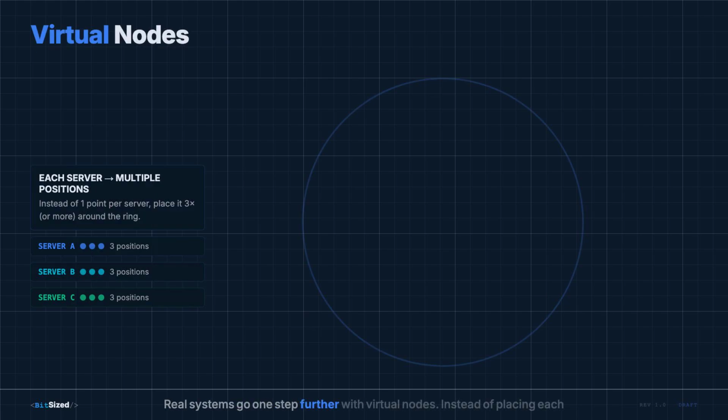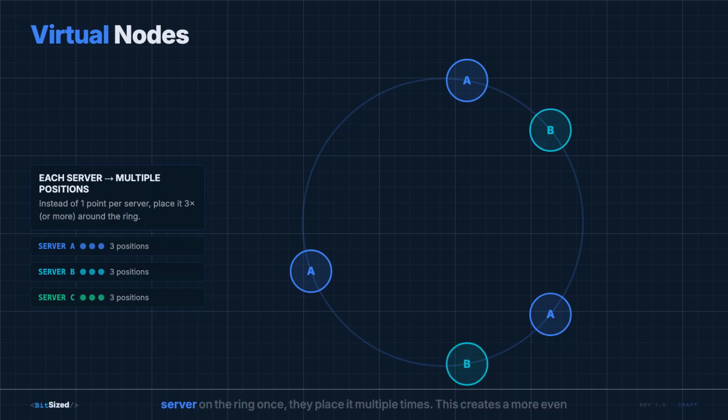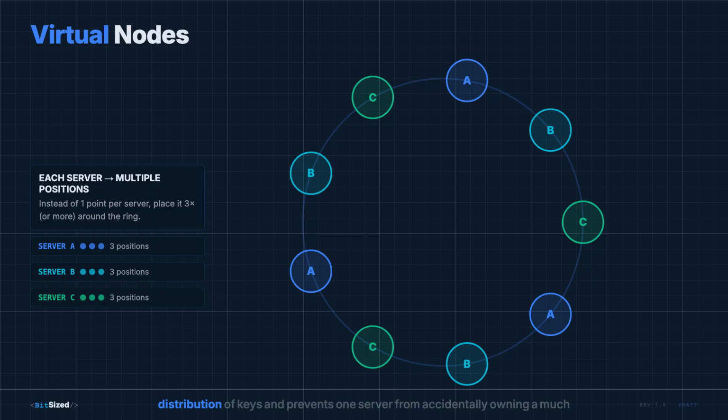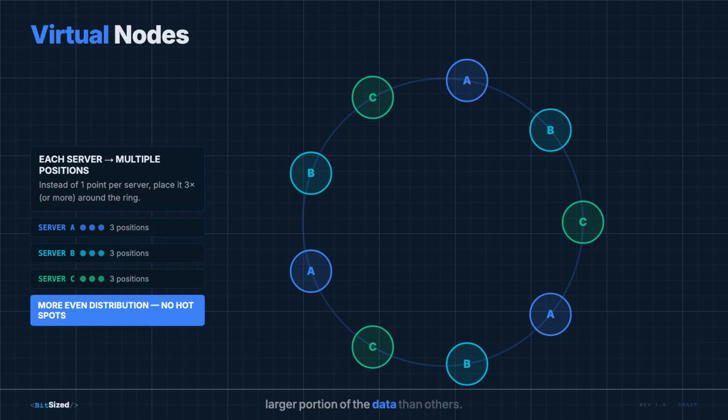Real systems go one step further with virtual nodes. Instead of placing each server on the ring once, they place it multiple times. This creates a more even distribution of keys and prevents one server from accidentally owning a much larger portion of the data than others.